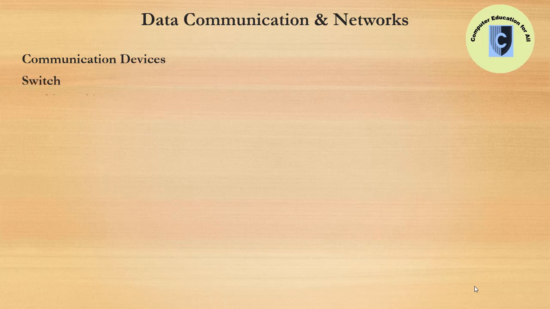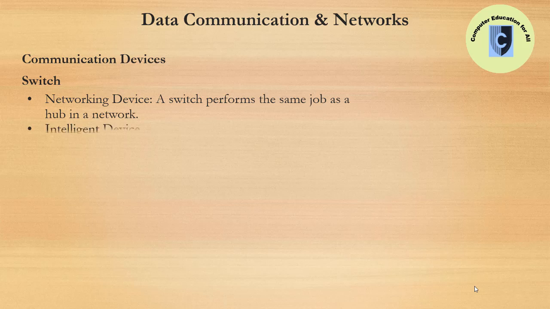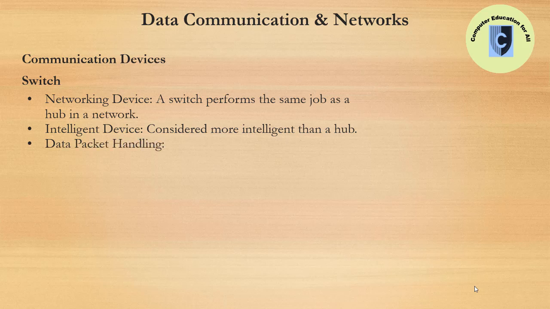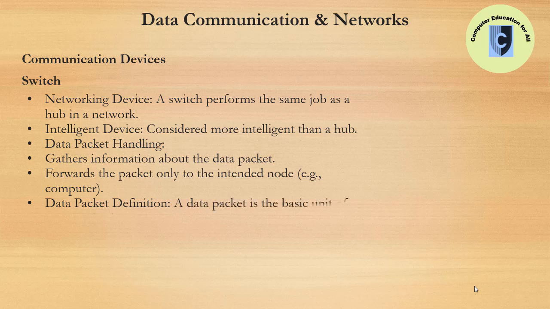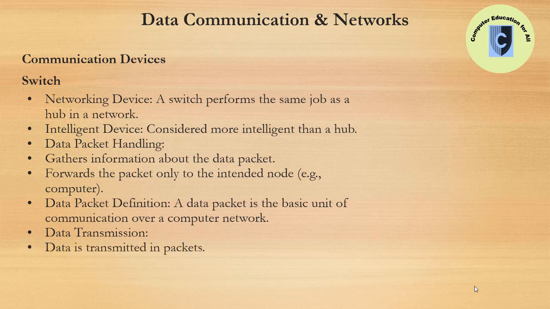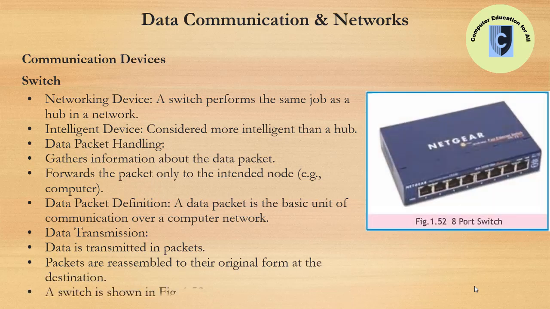Switch is a networking device that performs the same job as the hub, but is considered more intelligent than a hub. It gathers information about the data packet and forwards it to only the node, e.g., computer, it was intended for. A data packet is a basic unit of communication over a computer network. When data is transmitted, it is broken down into packets, which are reassembled to the original form once they reach the destination. A switch is shown in Fig.